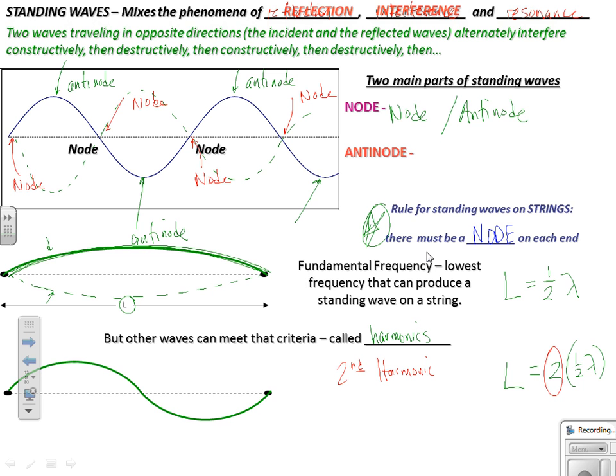Let's look at another case that works. Again, all we need to really have is a node on each end. Well, there's a node on each end.